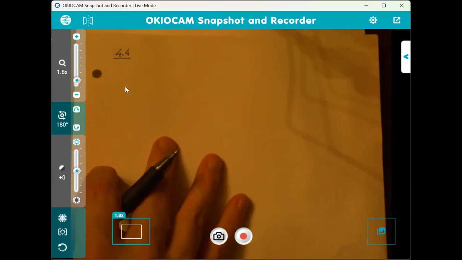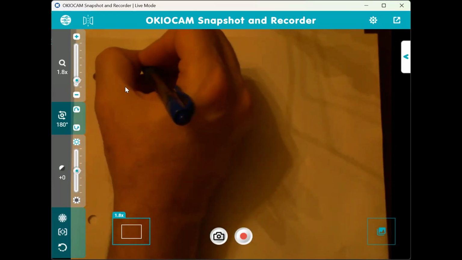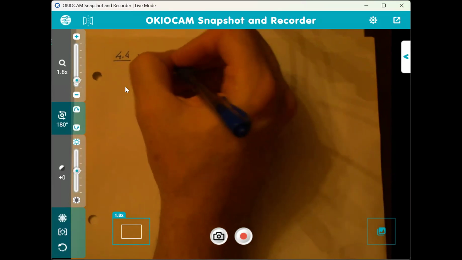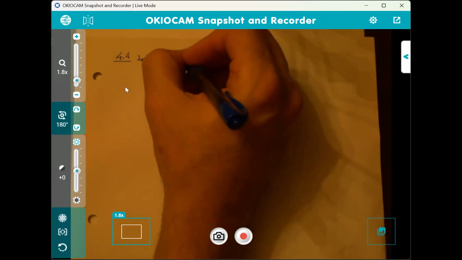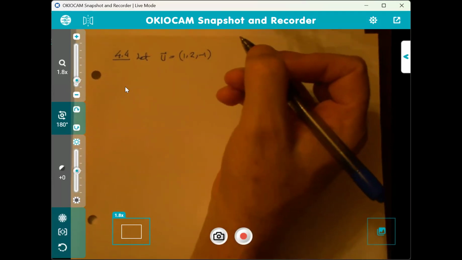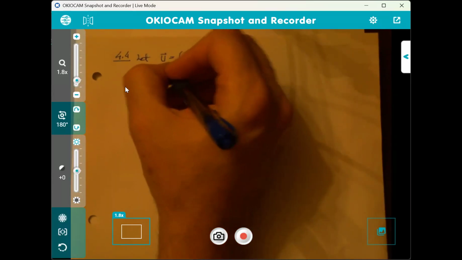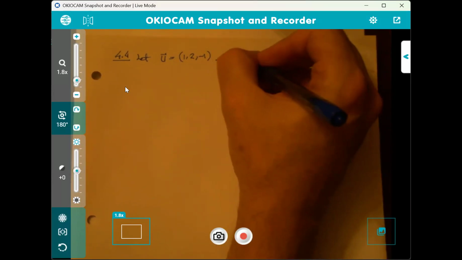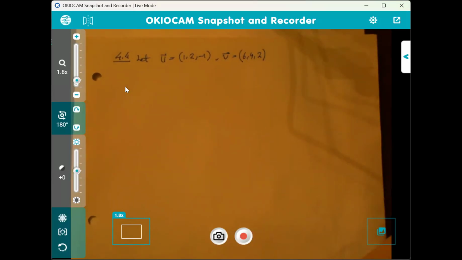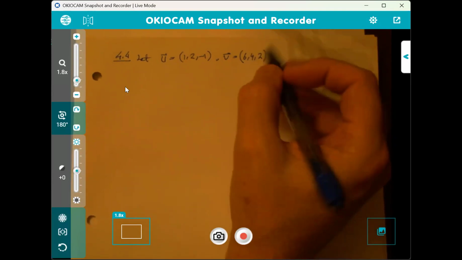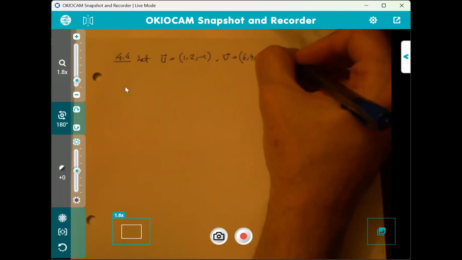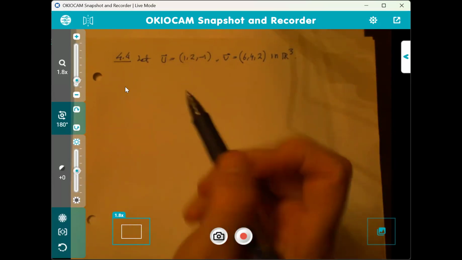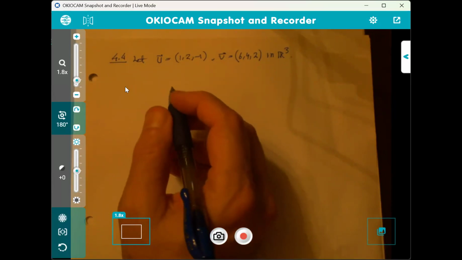Okay, so for this example, let's say I have one vector u, which is (1, 2, -1). And then I have another vector, call it vector v. I made it to be (6, 4, 2). These are 2 vectors in R3, right? In 3 dimensions, because they have 3 components.